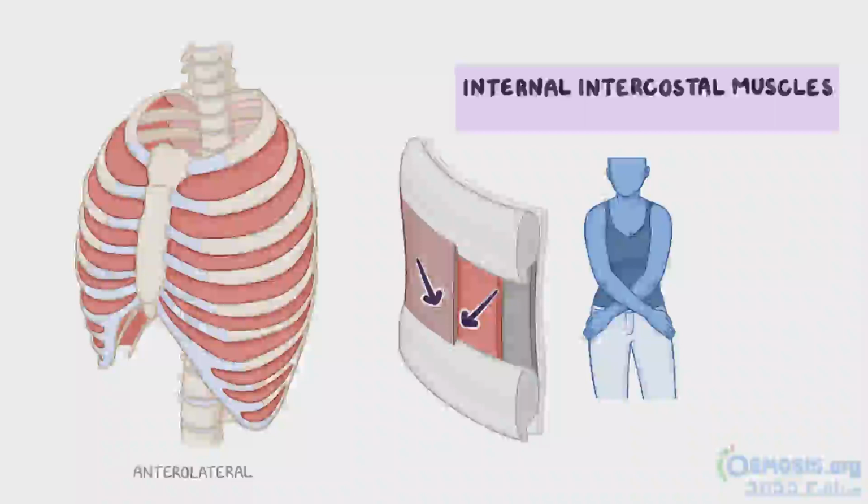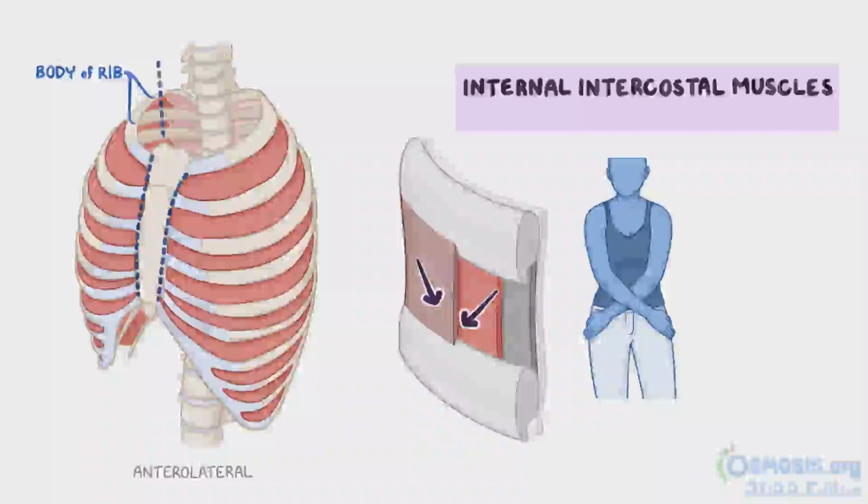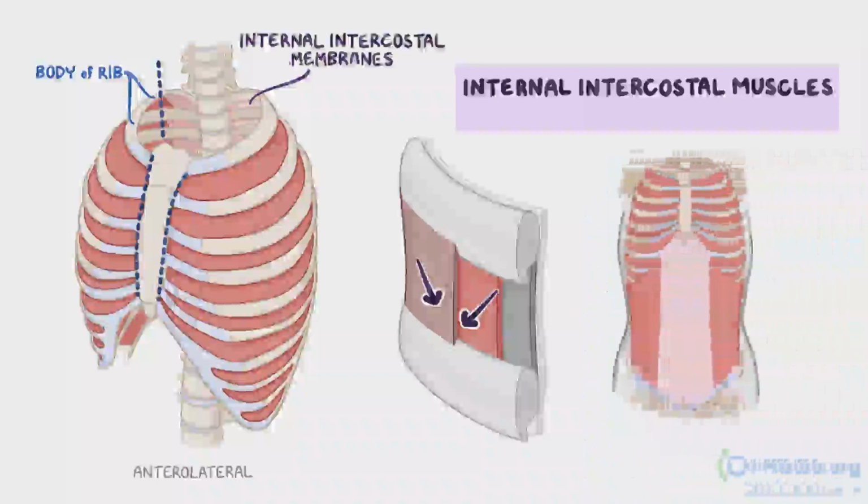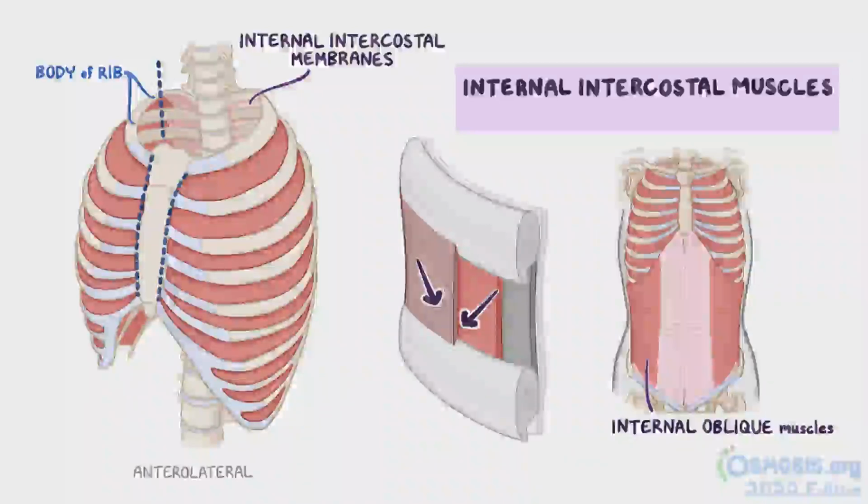The internal intercostal attaches to the bodies of the ribs and their costal cartilages all the way to the sternum anteriorly and posteriorly as far as the angles of the ribs. Between the ribs and medial to the angles, the internal intercostal muscles are replaced by fascia called the internal intercostal membranes. The inferior internal intercostal muscles are continuous with the internal oblique muscles in the anterior abdominal wall. The internal intercostal muscles mostly play a role during expiration.